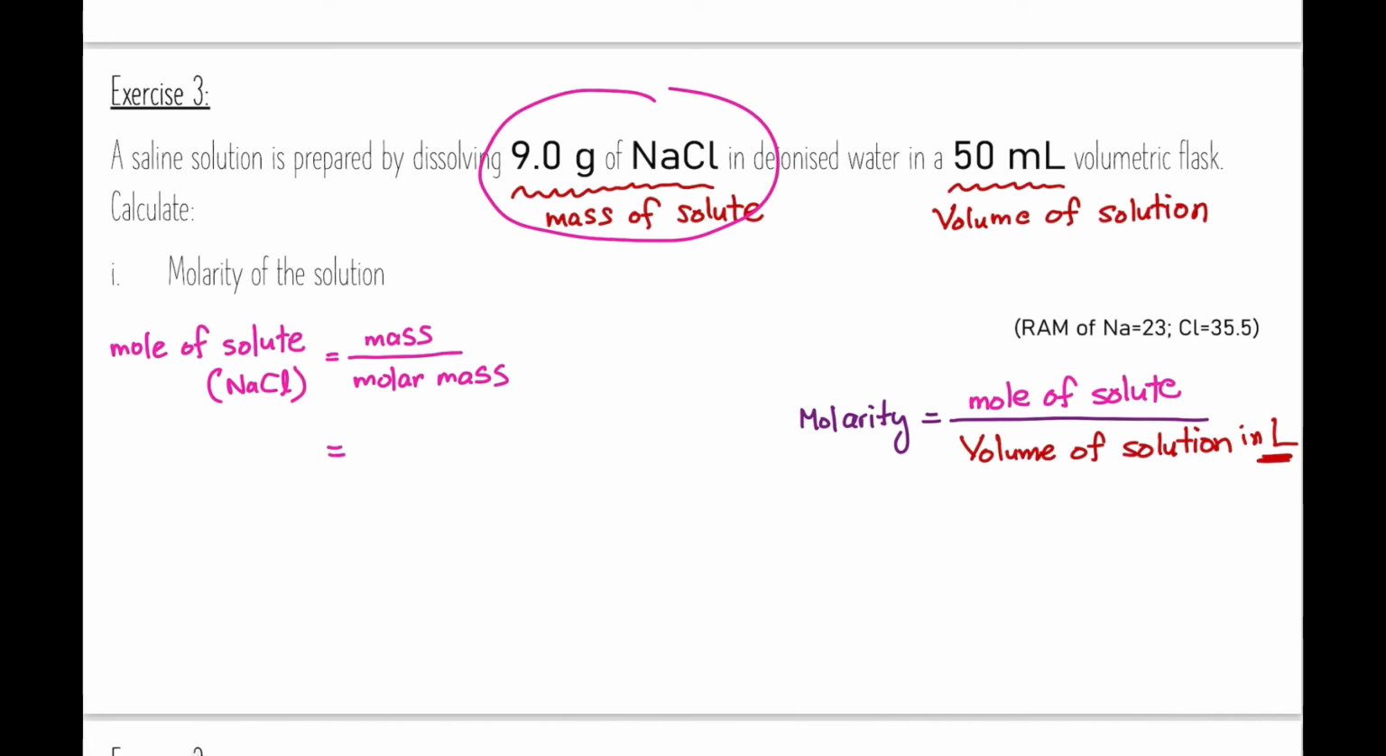The mass is 9 grams. The molar mass of sodium chloride is 23 for sodium and 35.5 for chlorine, gram per mole. And you will find that the value for the mole of sodium chloride is 0.1539 mole.